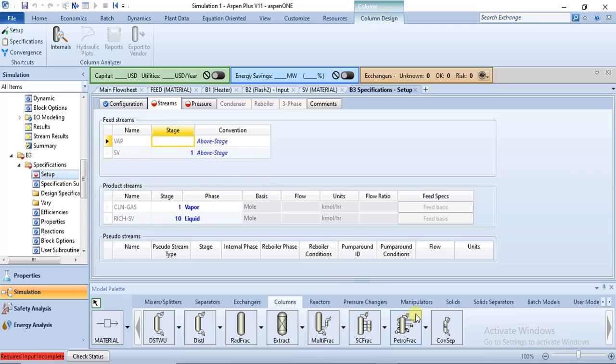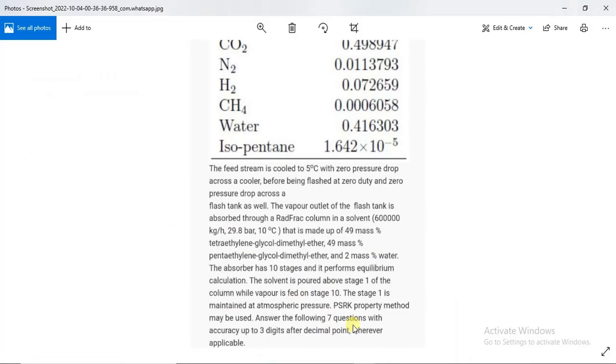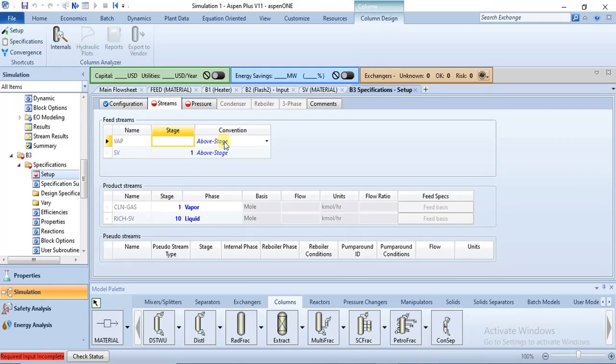Then VAP is fed on stage 10. So you change the convention to on stage. For VAP, it's on stage, and it's stage 10, right? So this is stage 10, and that's it for that.